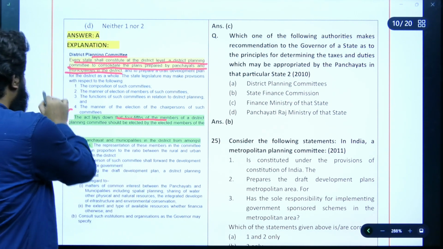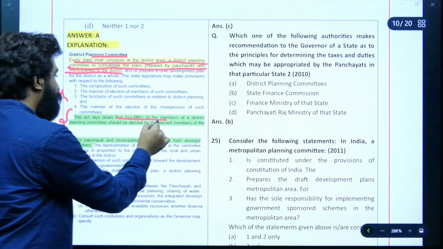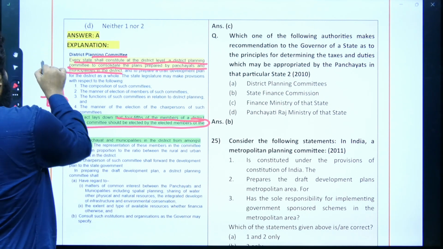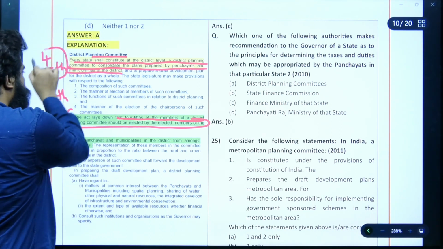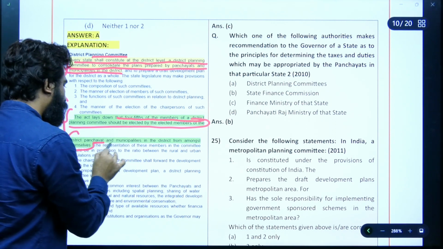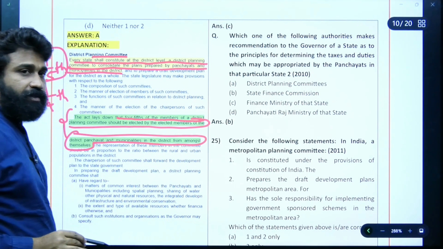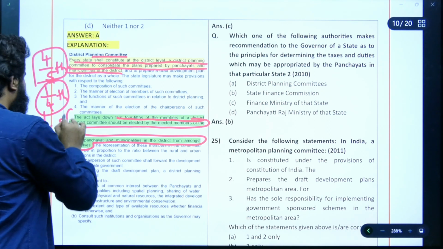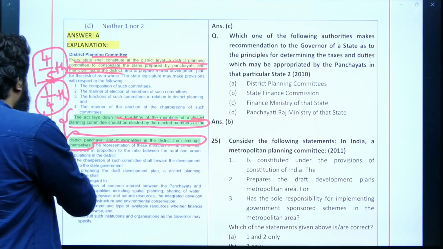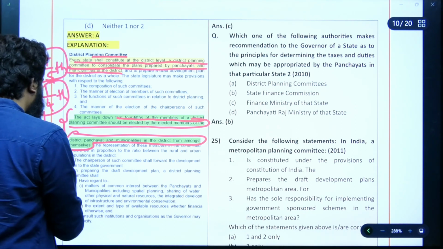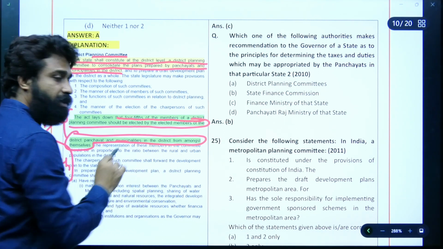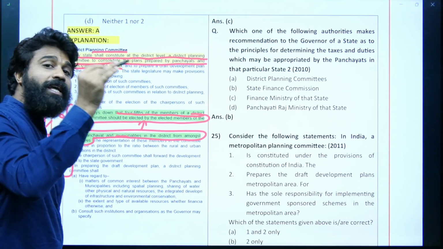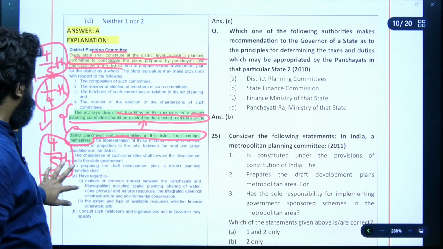4/5 of the members of a district planning committee should be elected by the members of the district panchayat and municipalities in the district amongst themselves. Okay, not 1/4. Actually, I remembered 1/4 left; 1/4 were left, which were unelected. 4/5 were elected people. So, the district panchayat and municipalities in the district elect people among themselves to the district planning committee. So, this is very important.